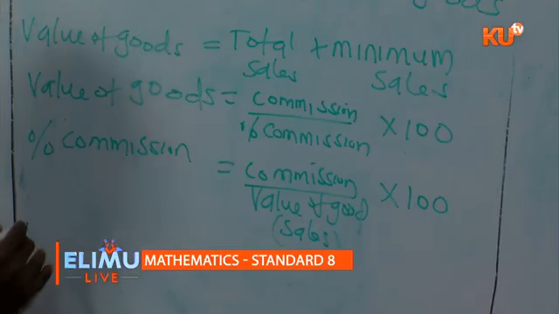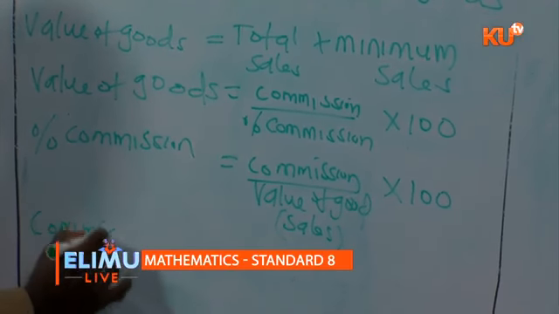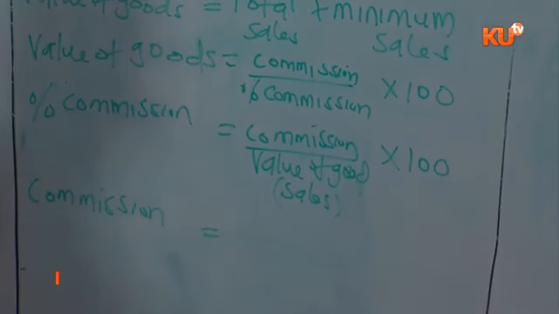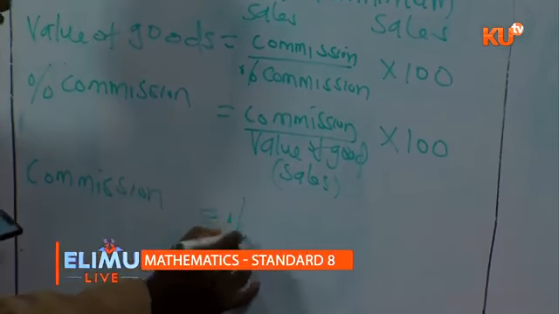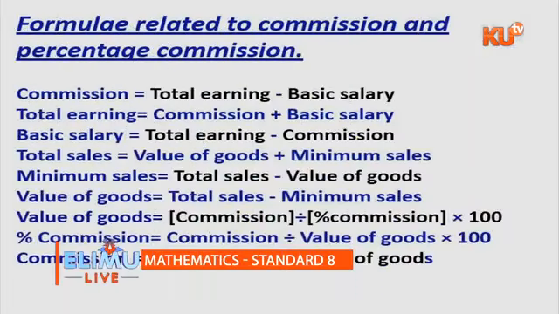Then lastly, we have commission. Commission is equal to percentage commission times the value of goods.